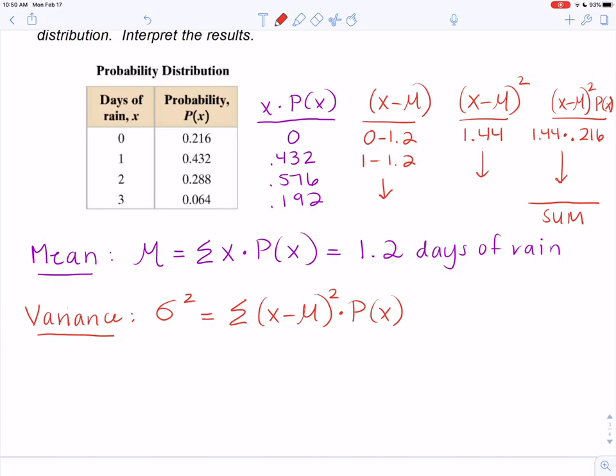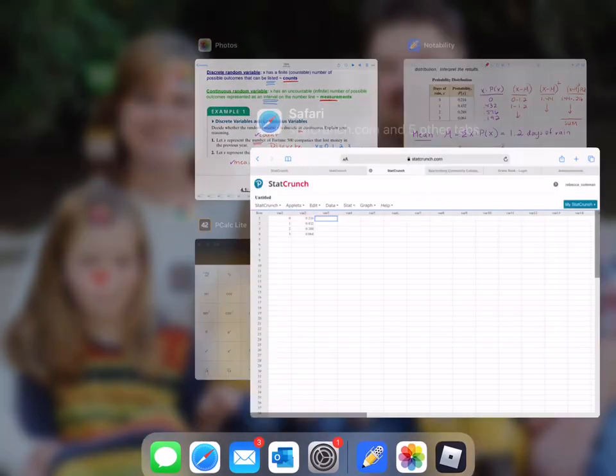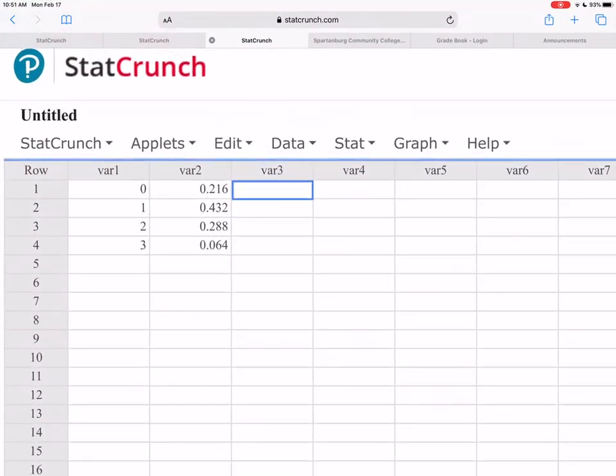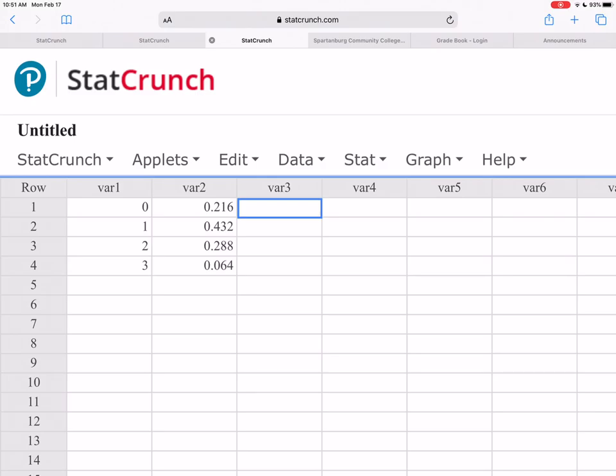It's going to show you walking through and using the formula, and you can absolutely do that. But because we did that in chapter 2, I'm not going to require you to do it by hand again here in chapter 3. So let me show you what this would look like if I wanted to use StatCrunch. The first thing to note here is that I've just entered my distribution, right? X in variable 1, P of X in variable 2.